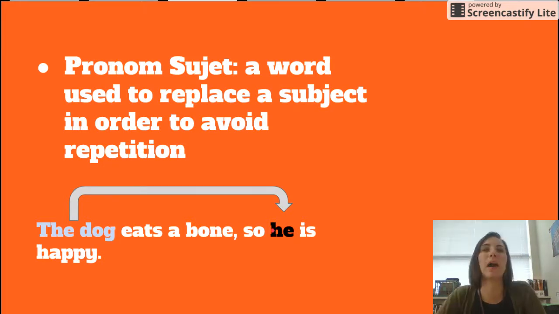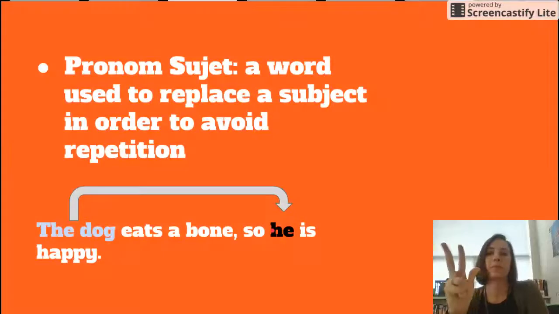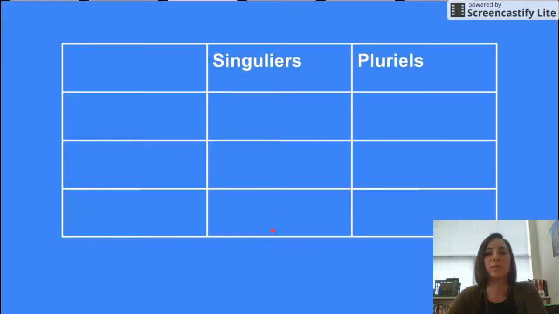Now, in English, we have many subject pronouns. We have I, you, he, she, it, we, y'all, or you plural, and they. Let's go ahead and learn about how we do these in French.